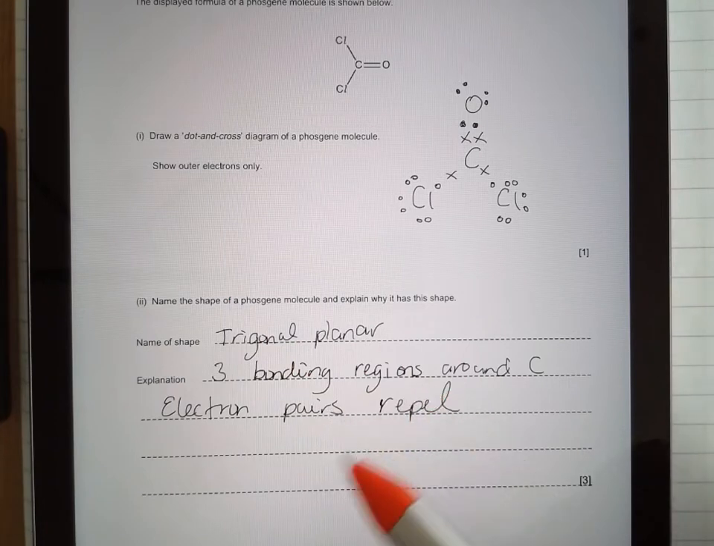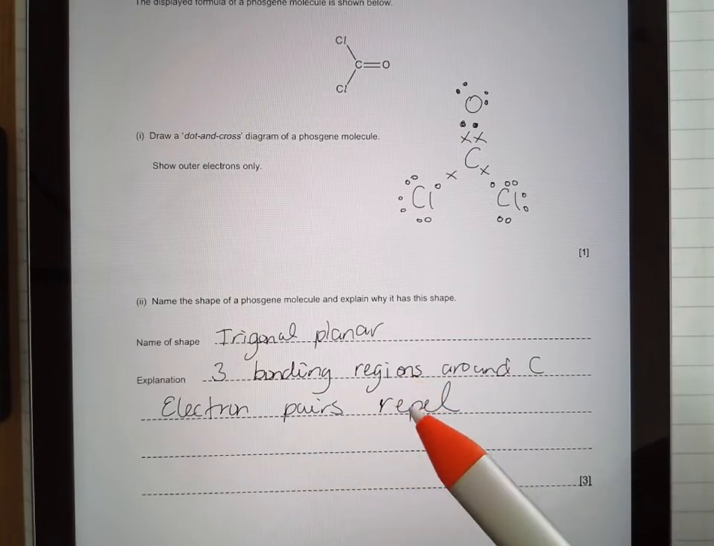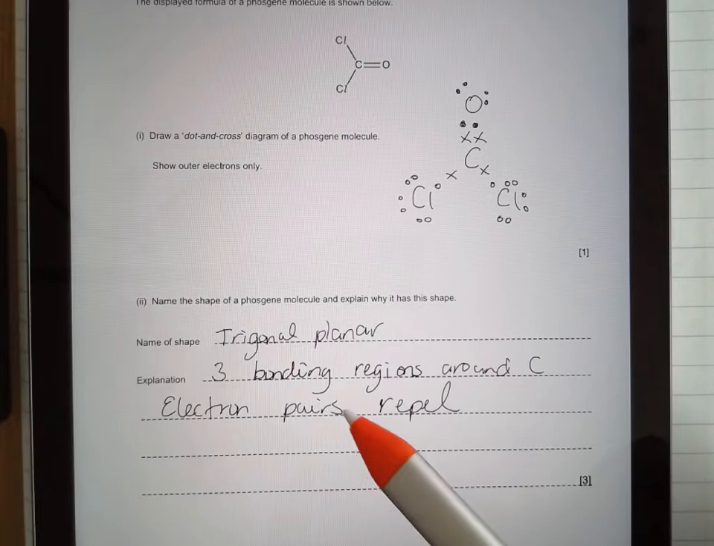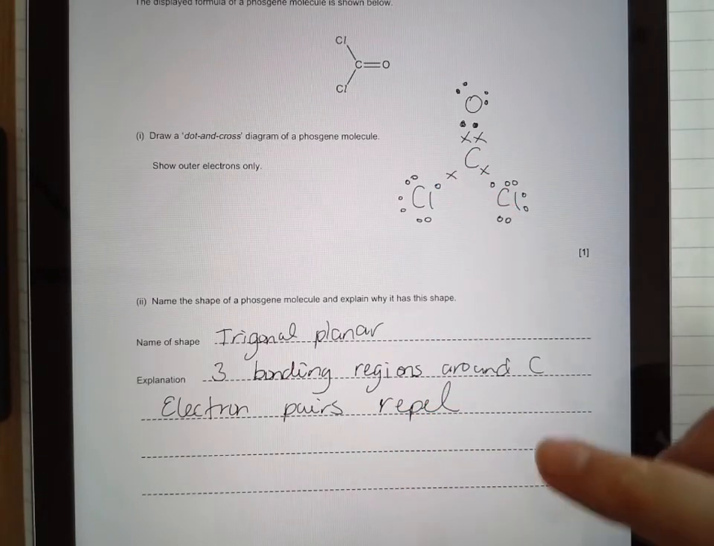If you said that the atoms repelled, you wouldn't get the mark, or the bonds repelled, you wouldn't get the mark. You have to say electron pairs repel. You don't need to mention that lone pairs repel more than bond pairs, because there are no lone pairs around your central atom. It's not going to be relevant.